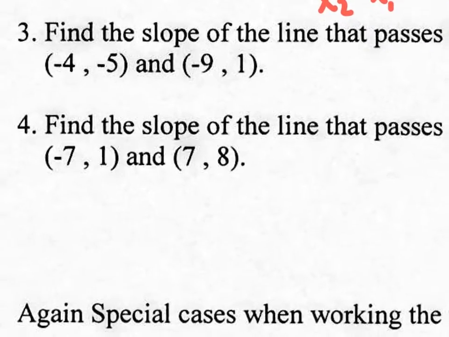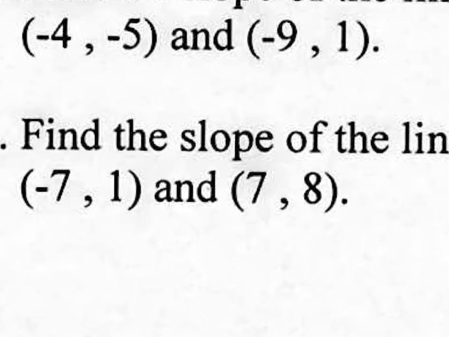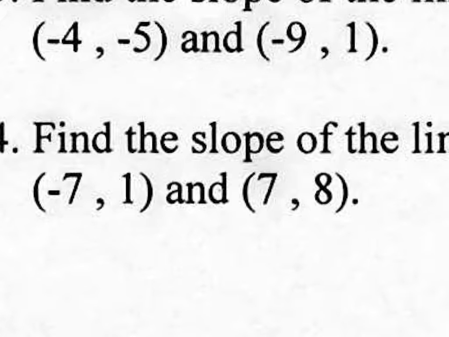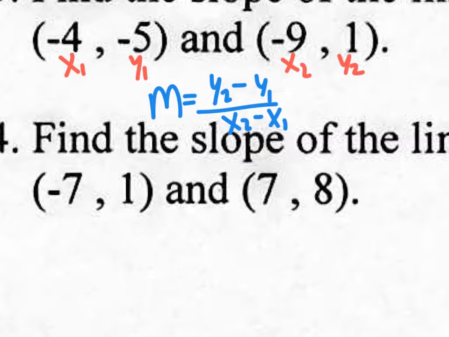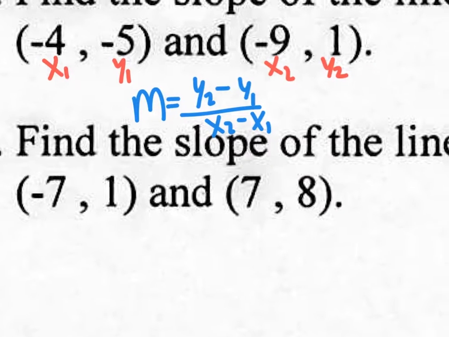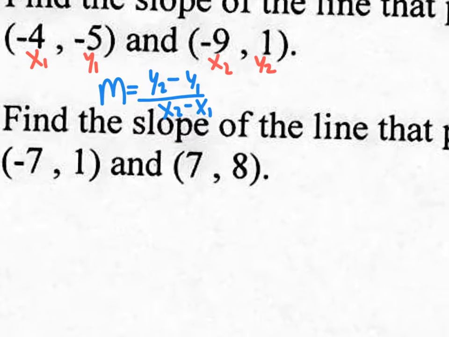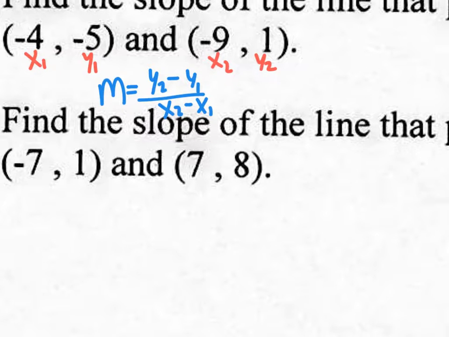So on this guy down here, let's label them x1, y1, x2, y2. And we might as well write down the slope formula. And once you have your slope formula, again, you want to rewrite it without the variables, the division and the subtractions. And then you plug in your numbers.